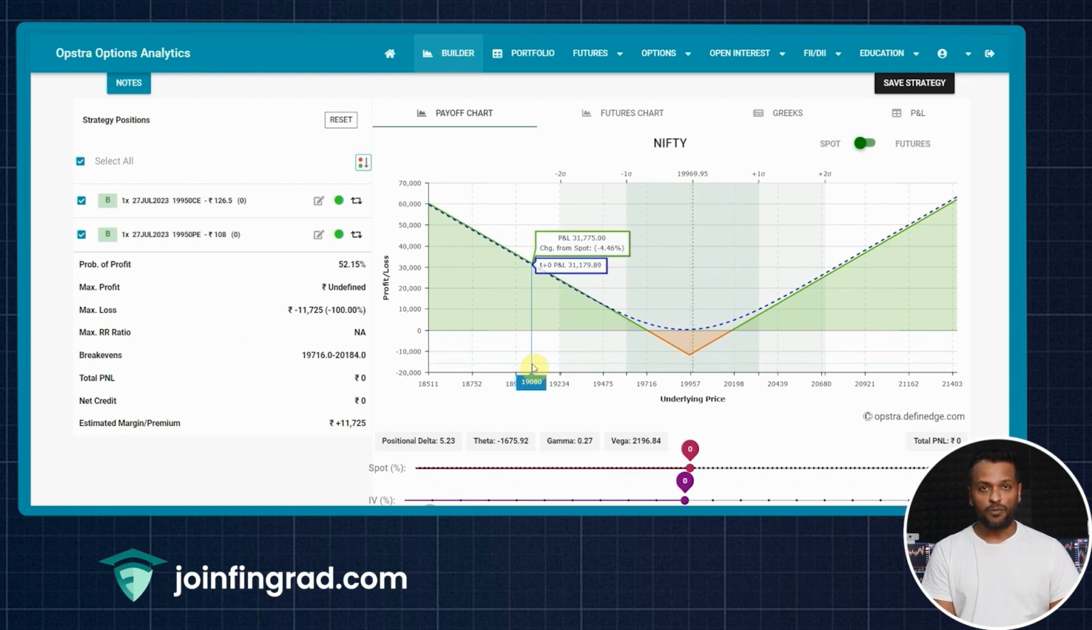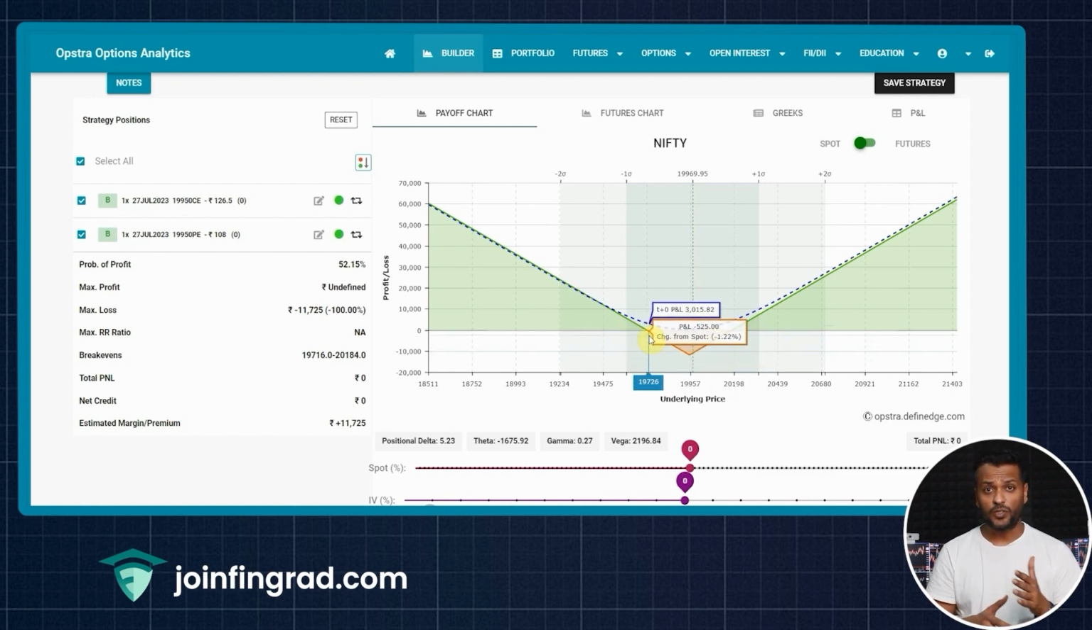The break-even points are those points beyond which, if the market drifts either side, you make money. In our case they would be 19,716 or 20,184. How do we reach that point? Basically, this is the amount of premium which you have paid to enter the straddle, and you add and subtract it from the strike price to get the break-even zone. So if the market stays within the zone, you're obviously going to lose money because you have paid premium.